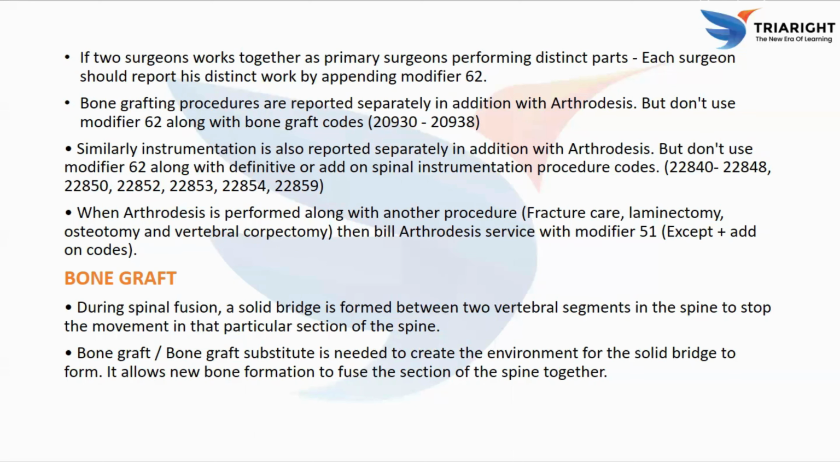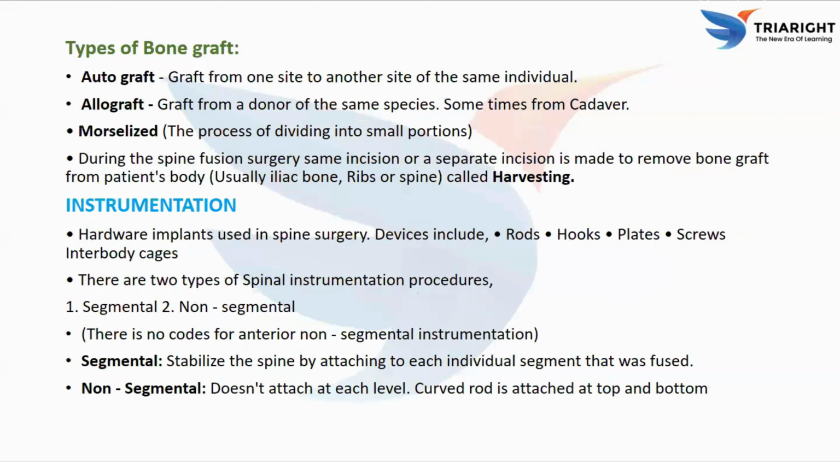So there are types of bone grafts: autograft, allograft, and bone graft substitute. Autograft is the patient's own bone. Allograft is donor bone, whereas bone graft substitute is a synthetic or biological material. Types of bone graft.